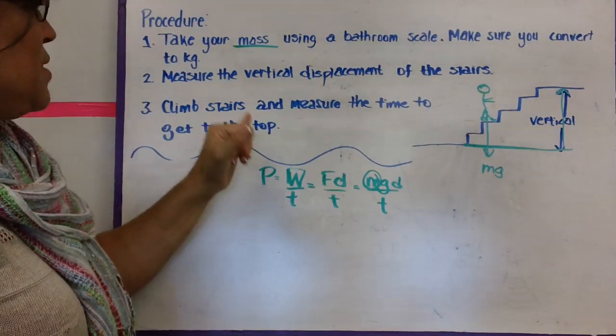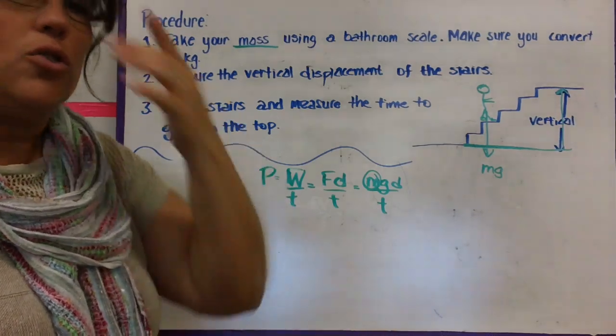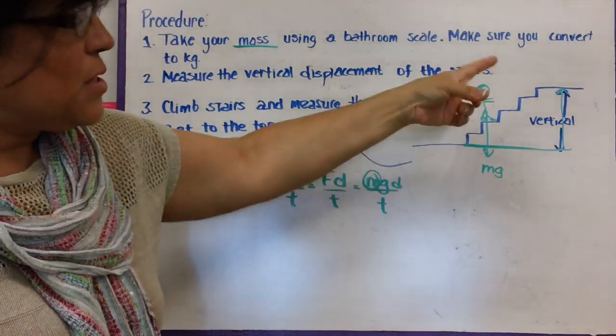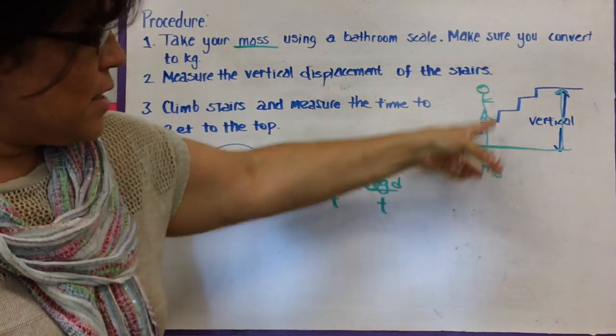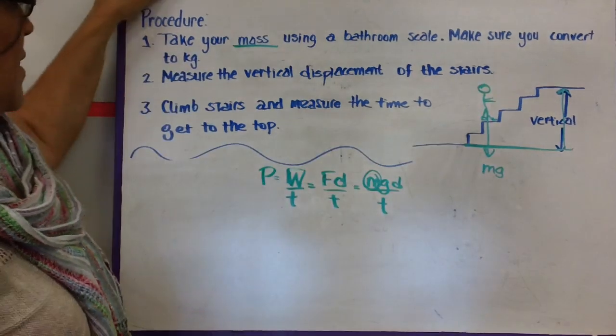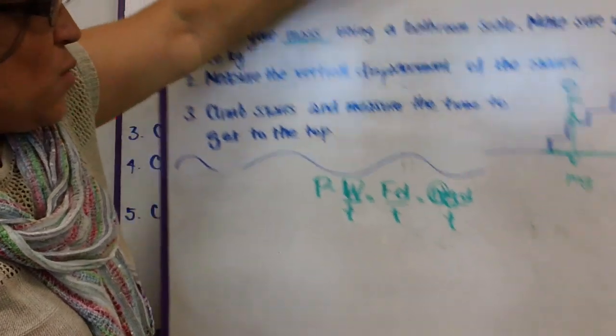And then we're going to climb the stairs and measure the time that it takes to get to the top. We're going to be working in groups. So you're going to have one person down at the bottom taking the time, and you're going to walk up the stairs at a normal pace, and they're going to time how many seconds it takes for you to get from here to here. And that's what you're going to be doing. Okay, and now what you're going to be analyzing with that data.